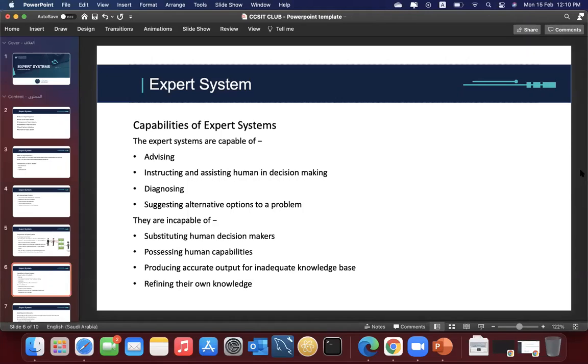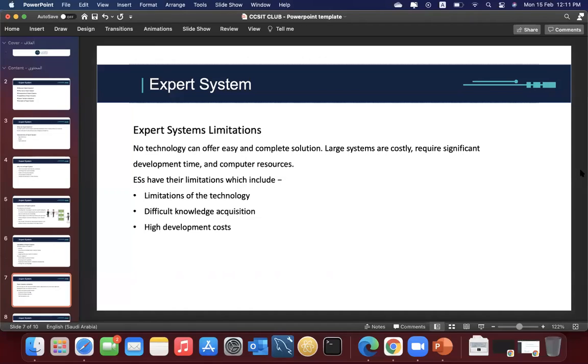And at the same time, the expert system cannot produce an accurate output if the knowledge base is incomplete, meaning that to have a fully functional expert system, we need a complete knowledge base filled with a human expert's knowledge. And lastly, the expert system does not have its own knowledge. It is viewing and working on the human expert's knowledge, and by it, it presents the solution to the problem.